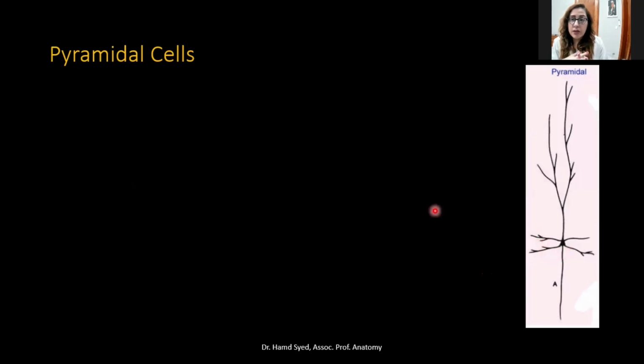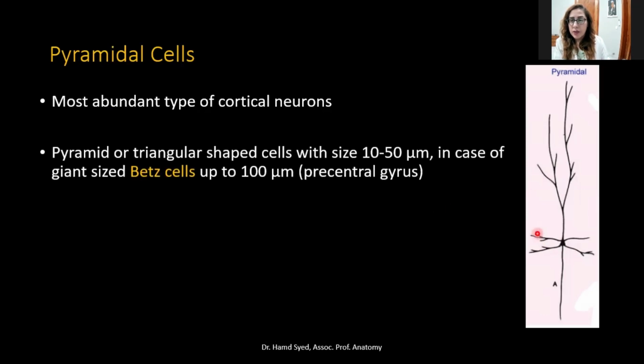Now we're going to discuss these cells, the different types of neuronal cells that are present in the cerebral cortex one by one. Let's first talk about the pyramidal cells. So here you can see the pyramidal cell, which is the most abundant of the cortical neurons. It is triangular shaped and its size is about 10 to 50 microns. And in case of the very larger ones, the largest sized pyramidal cells, they have a special name. They're known as the Betz cells. They can be up to 100 microns in size, and they are located in the precentral gyrus.